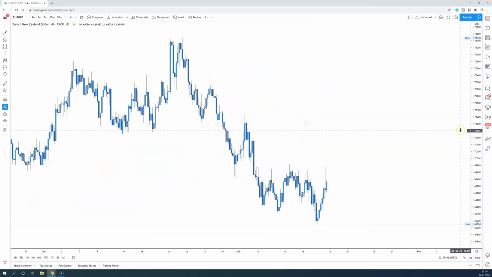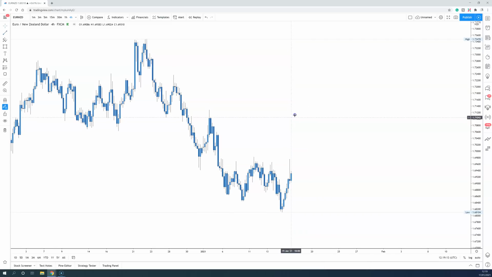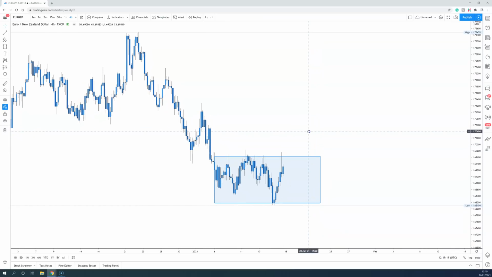The next pair that we'll take a look at is Euro New Zealand dollar. Now, in my personal opinion, the structure of this market is still sell bias, but it is very messy, and I do see the structure of this market being more rangy than having a directional bias. So as I've mentioned in my previous YouTube video, I'm going to be waiting for a break and retest of the structure to look for some sort of confirmation of where potentially this market could go.